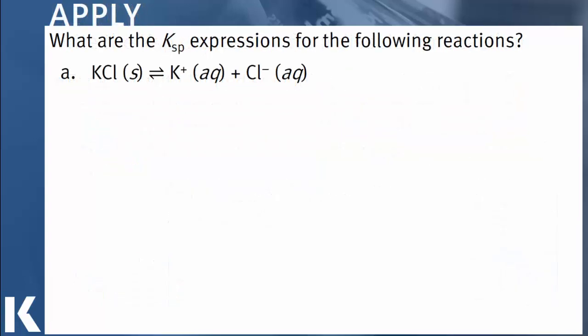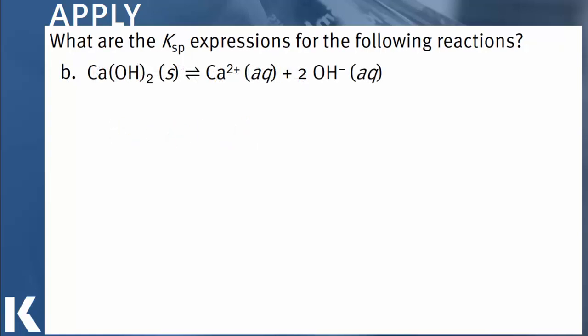The applied questions ask you to write the KSP expressions for the following reactions. In part A, potassium chloride dissolves into potassium ions and chloride ions all in a 1:1:1 ratio. KSP will exclude the solid potassium chloride, so will equal the concentration of the potassium ion multiplied by the concentration of the chloride ion.